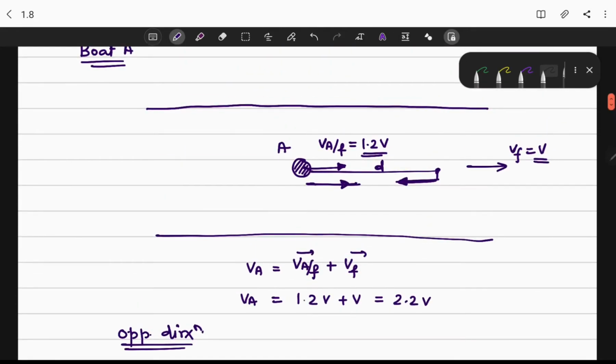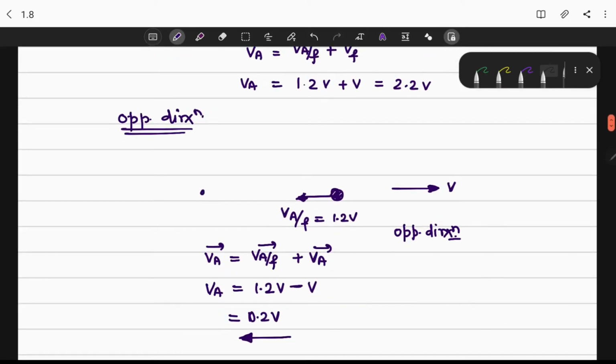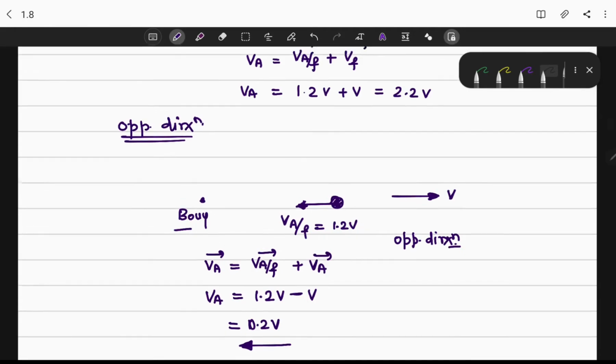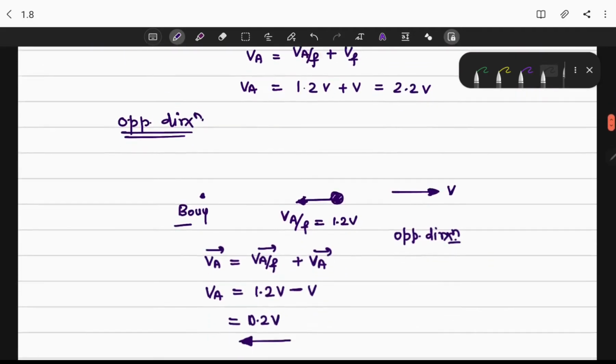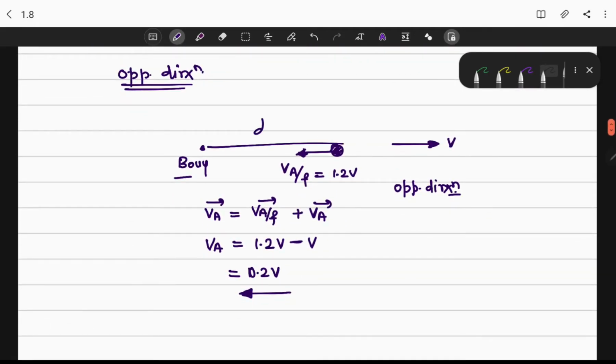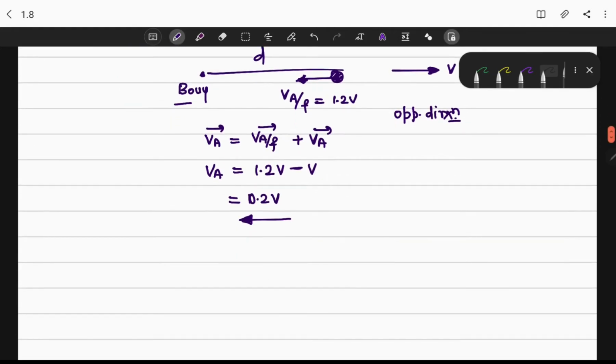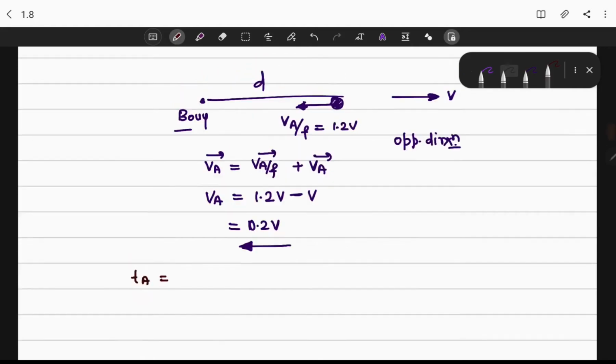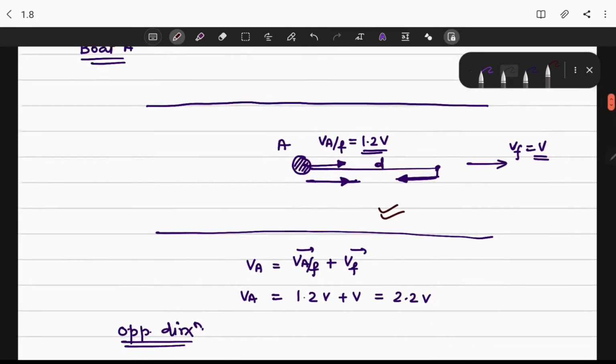Now in both cases, it is moving the distance of how much? This is the location at which the boy is there. So this particular distance is d and this particular distance is also d. So we can now find the total time taken by A.